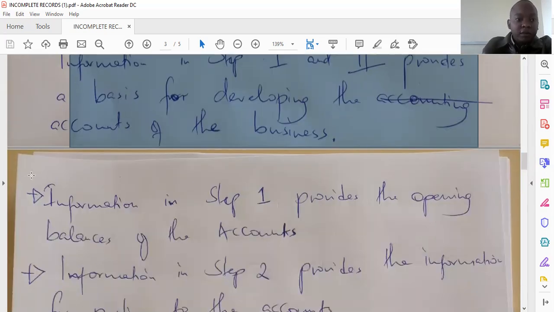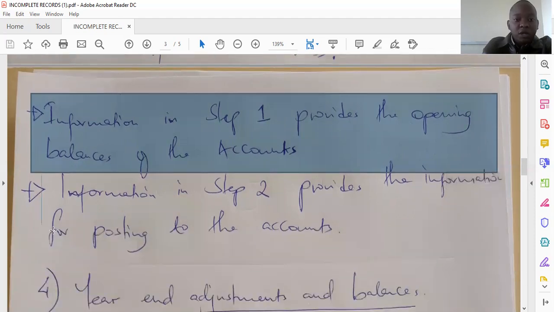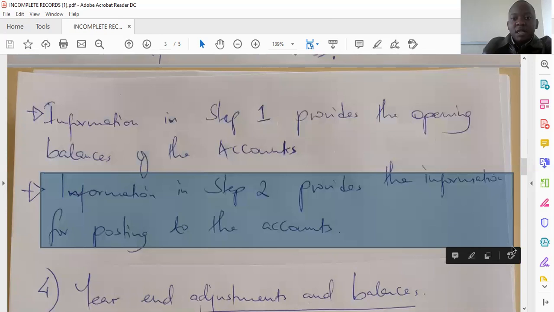So information in step 1, that is a statement of affairs, provides the opening balances of the accounts. So we shall do an example to illustrate that. Information in step 1 provides the opening balances of the accounts, whereas information in step 2 provides the information for posting into the accounts. So the information from the cash summary provides the transactions that took place during the year. These transactions ought to be posted in the accounts. So in summary, information in step 2 shows the transactions, which provides the information for posting into the accounts.